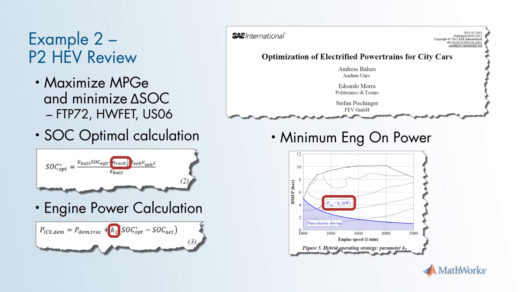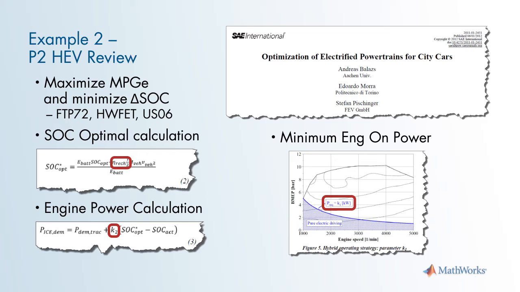It has 3 design parameters that we will look at to see if we can improve miles per gallon equivalent and minimize delta SOC over drive cycles in order to charge sustain. We want to find a common set of variables that works over various drive cycles. The cycles we will look at are FTP72 for city driving, highway FET, that represents highway cruising, and US06, which represents more aggressive driving.